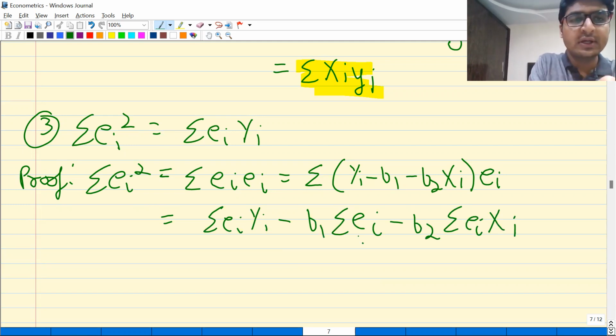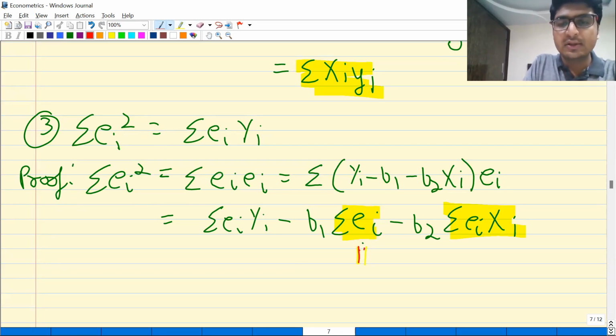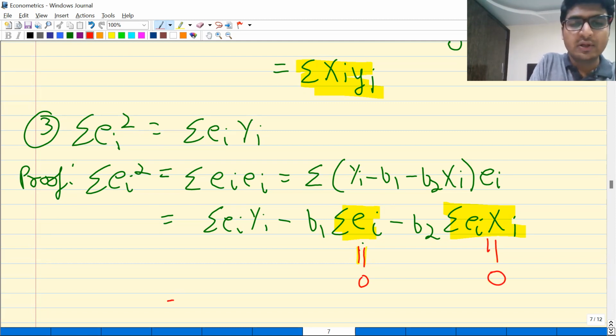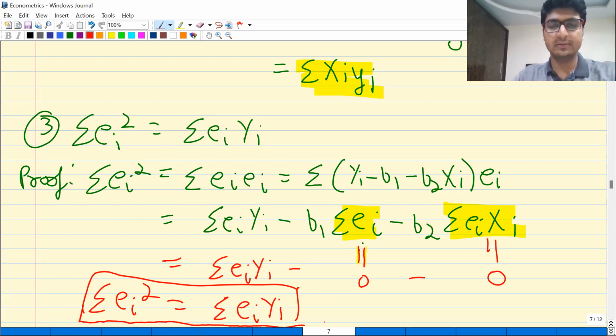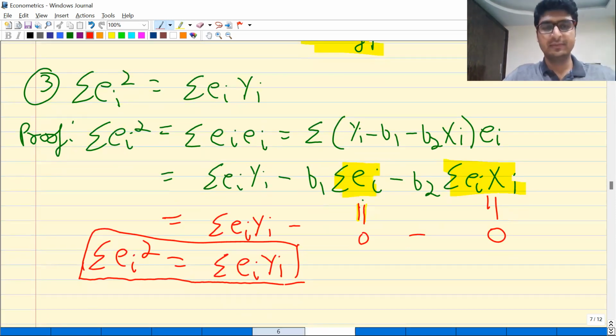We already proved that summation ei is 0, and we also proved that summation ei xi is 0. So this is 0, this is also 0, so that means it is equal to summation ei yi. So summation ei square is equal to summation ei into yi. So all these properties we'll be using further. I hope आपको यहाँ तक सारा समझ में आ गया होगा. Okay.